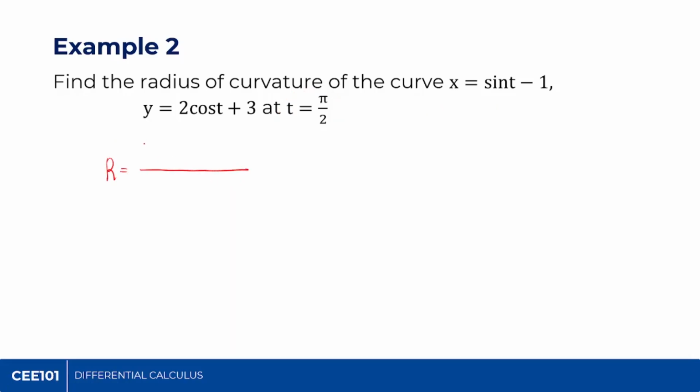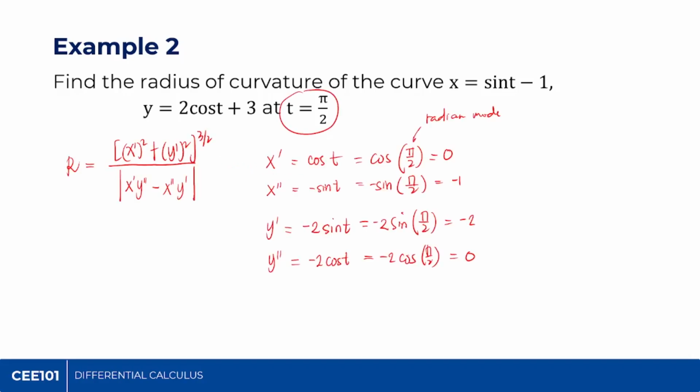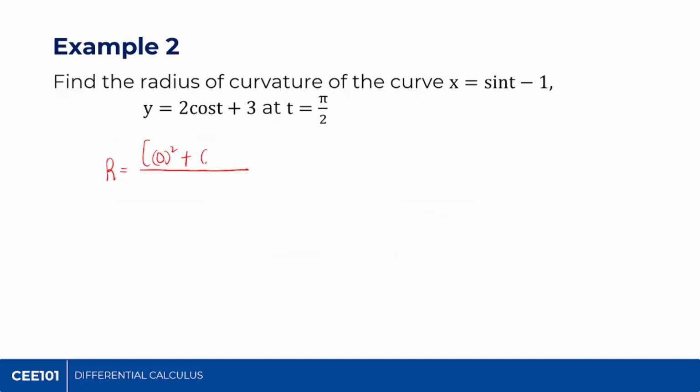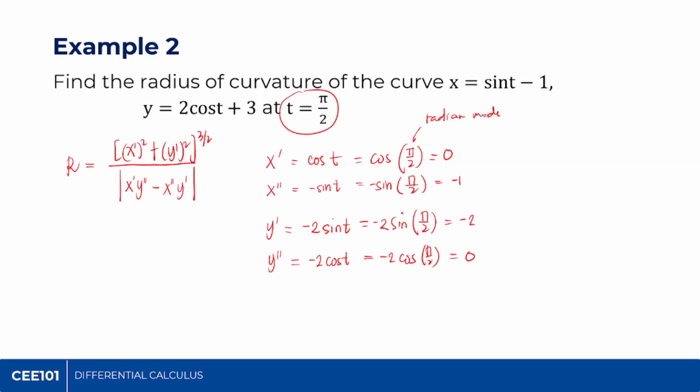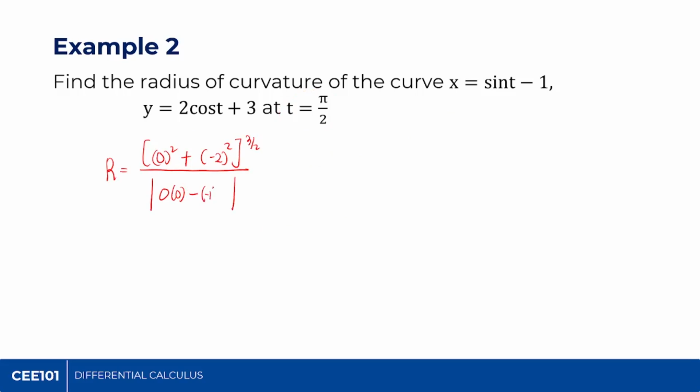R would be equivalent to, x prime pala, 0. Okay, 0 squared, that is 0. Plus, yung y prime, which is negative 2. So, negative 2 squared, and that is raised to the power of 3 halves. So, yung sa denominator natin, that is x prime, that is 0. Tama ba? And the y double prime is 0 also. Okay, x double prime, negative 1. Yung y prime, negative 2. So, if we have negative times negative, that is negative 2. Then, since that is absolute, so that is still negative 2.